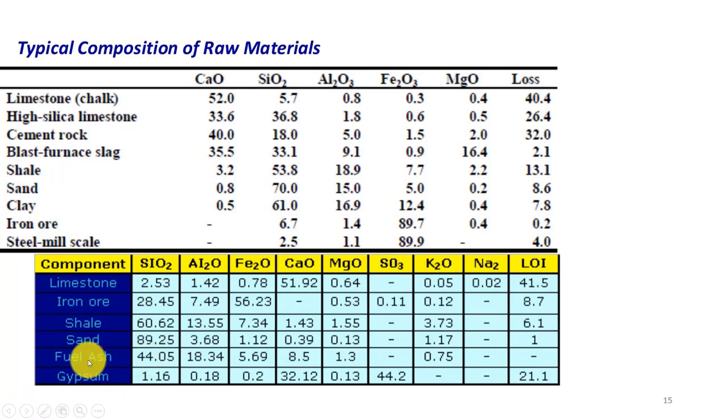So, fly ash, fuel ash contains 44% of silica and 18% of alumina. Gypsum contains a high amount of sulfate, SO3. So it also contains the calcium, as its second major constituent.